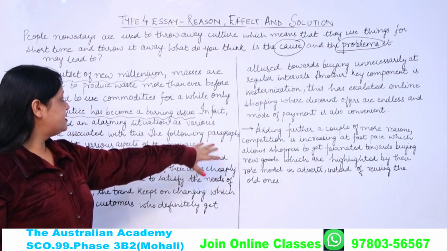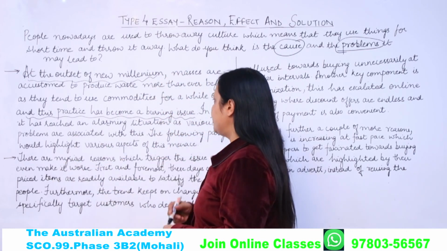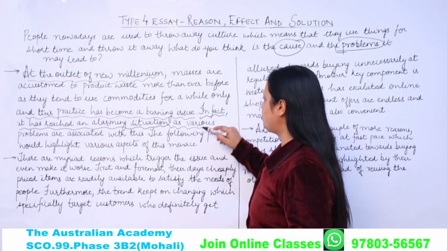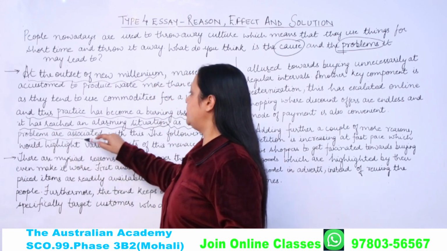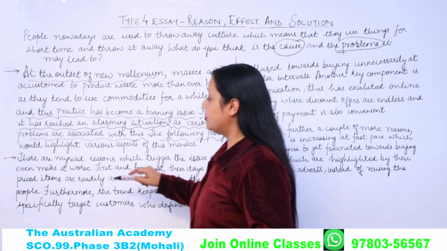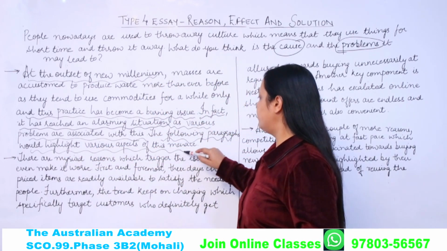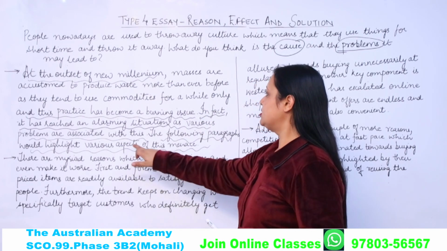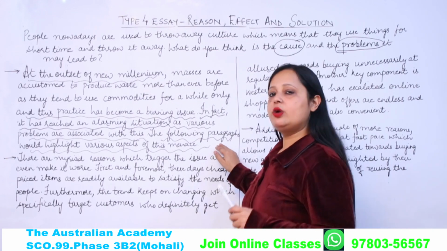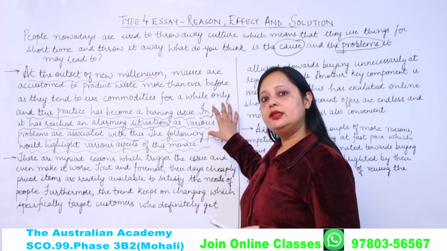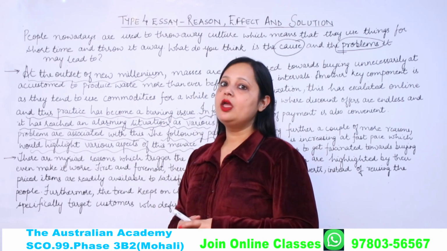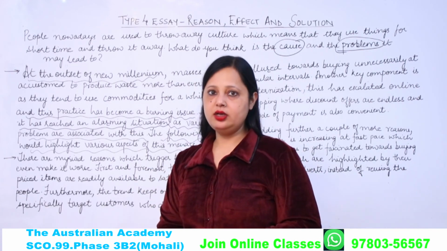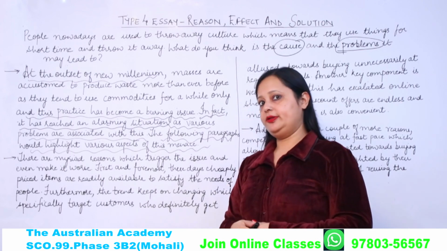Then the next sentence: in fact it has reached an alarming situation. So this is again related to the format. It has reached an alarming situation as various problems are associated with it. The following paragraph, meaning the upcoming one, would highlight various aspects of this menace. Menace means trouble, the problem. So in the following paragraph we are going to discuss the various aspects of the menace. So whatever sentences I have underlined here, all those underlined lines are part of the format and the rest is topic related, which you need to change as per the topic, right?